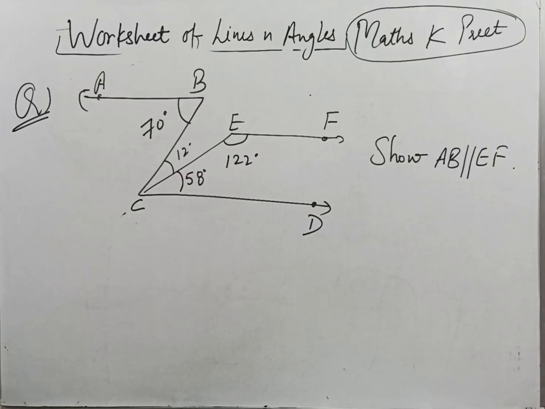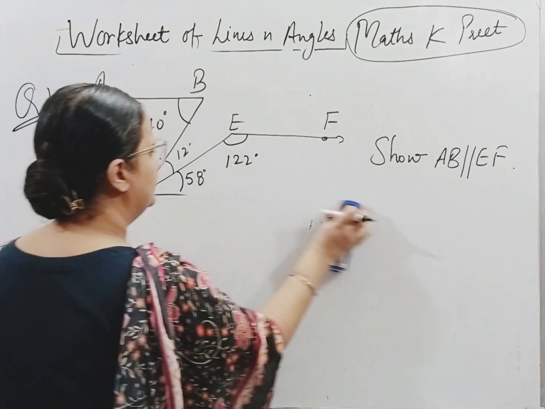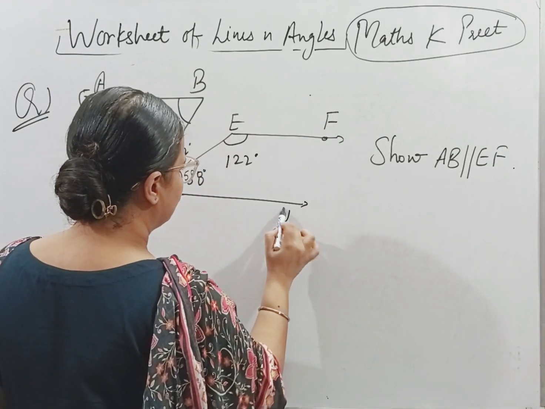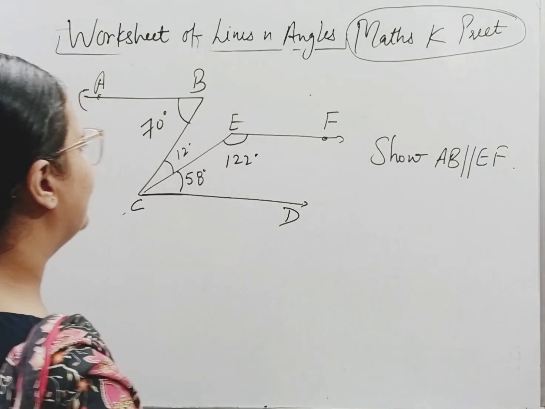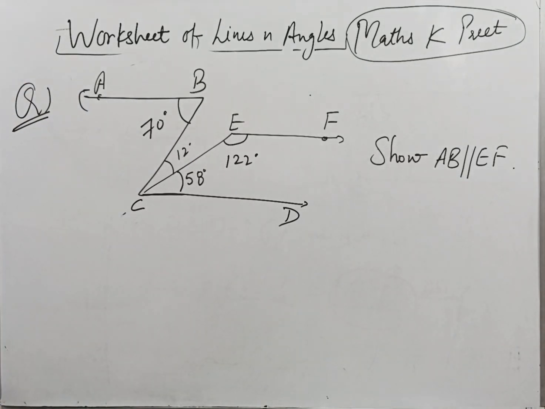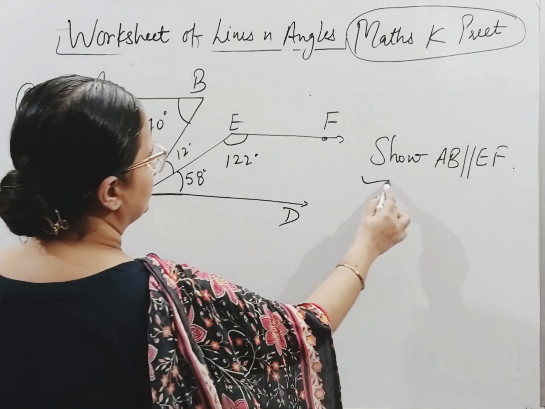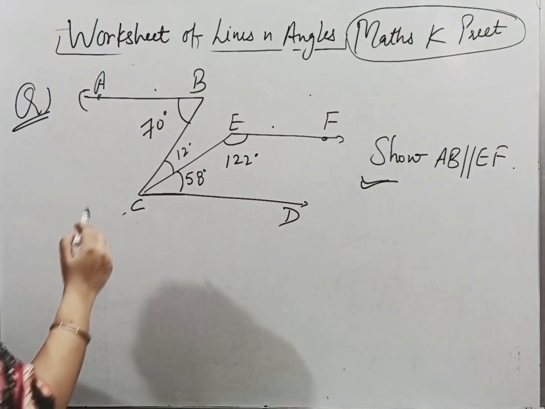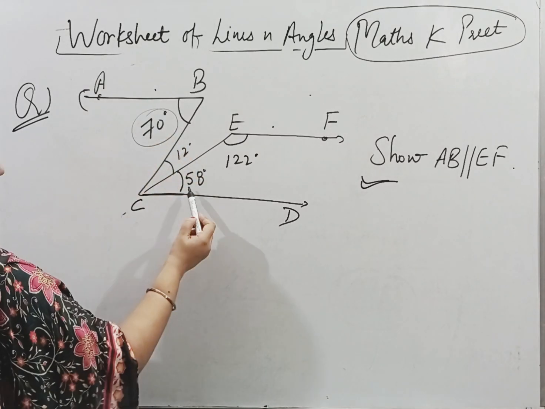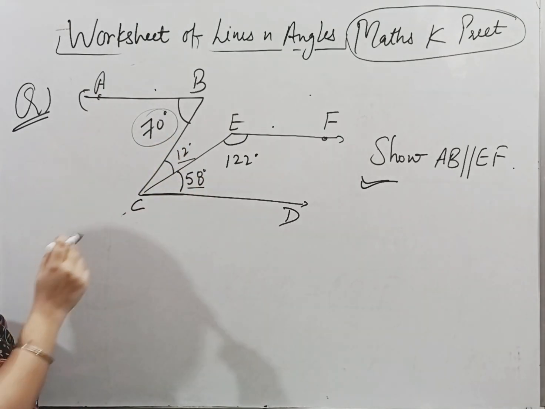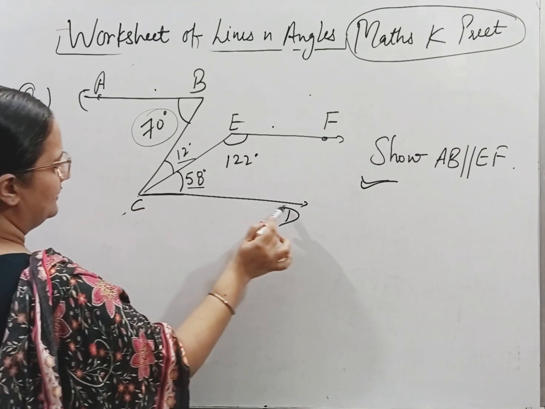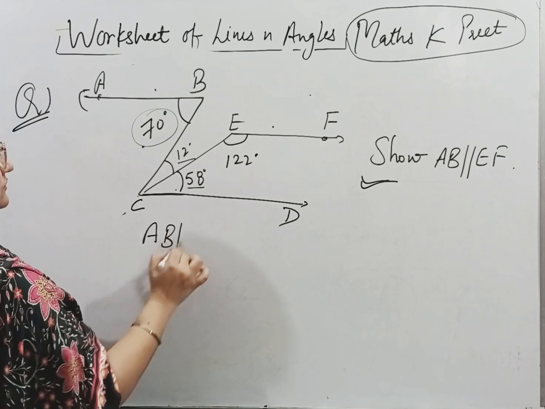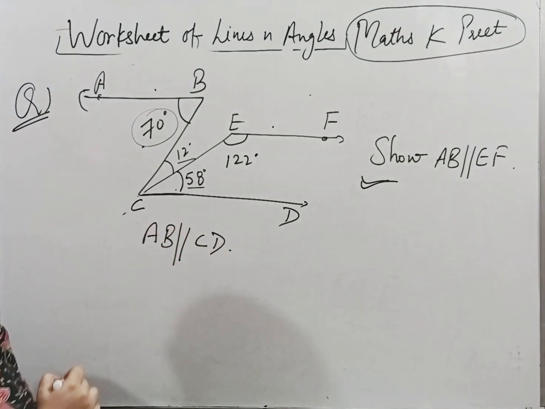Now this is the second question. Here in the figure, all that is mentioned is given to us. We have to show AB is parallel to EF by using the given measurements of the angles. Then we can clearly see this angle is 70 degrees and 58 plus 12 is 70. So this is making a pair of alternate interior angles which are equal, then AB will be parallel to CD. This result we have now.